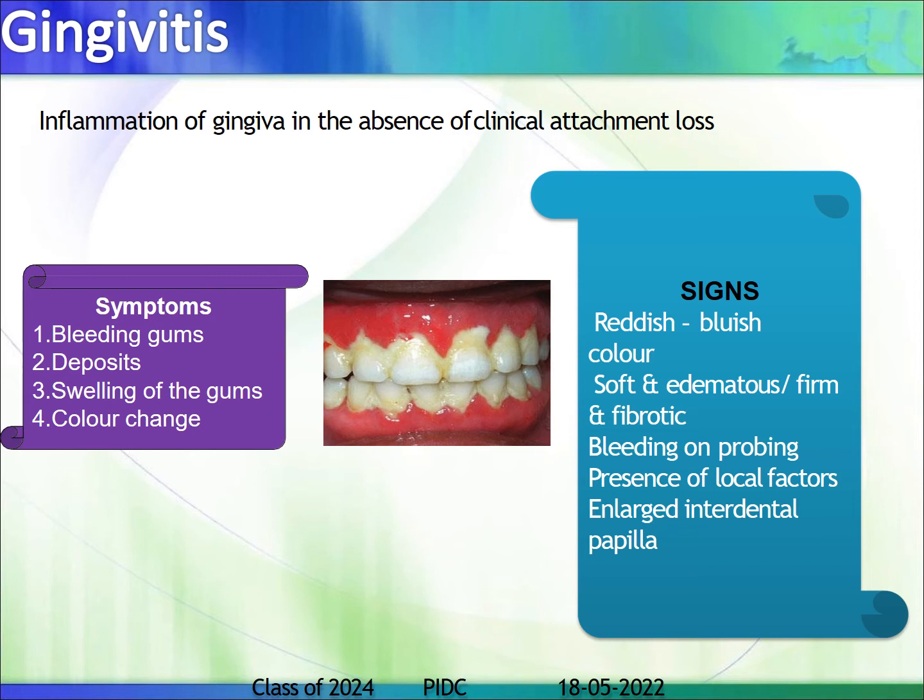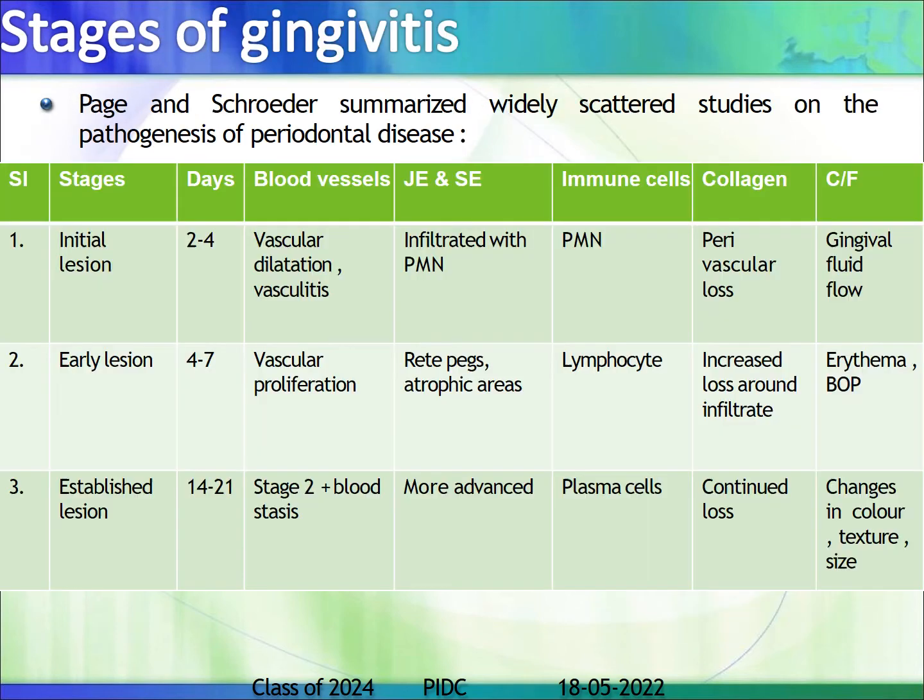So what would you examine? When you see the patient, you could see some reddish discoloration of the gingiva, or there could be a reddish bluish discoloration. Soft and edematous, or firm and fibrotic areas could also be present. Bleeding on probing, this is an absolute yes category. If it is present, then it means that gingivitis is present in that patient. Presence of local factors, enlarged interdental papilla. So all these are related to gingivitis.